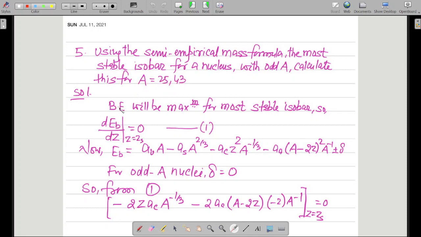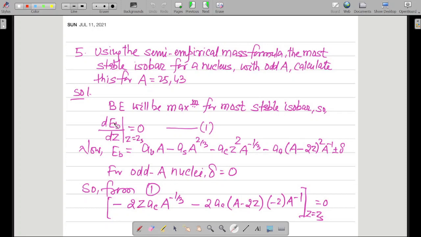Now let us see. Binding energy will be maximum for the most stable isobar. You know very well that whenever we have a maximum, the maxima-minima condition clearly specifies that the single differentiation will be equal to 0. That is the maxima-minima condition.